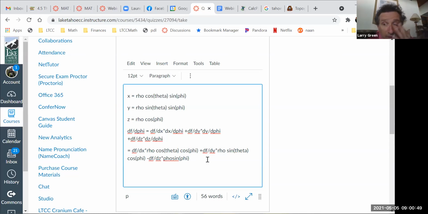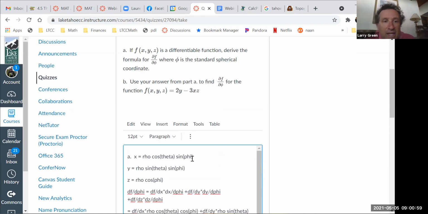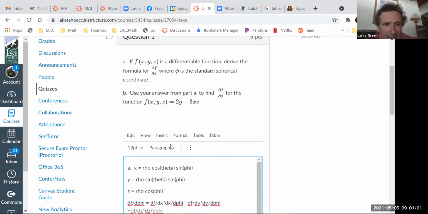Any questions on part A? Maybe write A. Okay, now part B. Part B is just using it. And now what we got is 2y minus 3xz, and we want del f del phi.